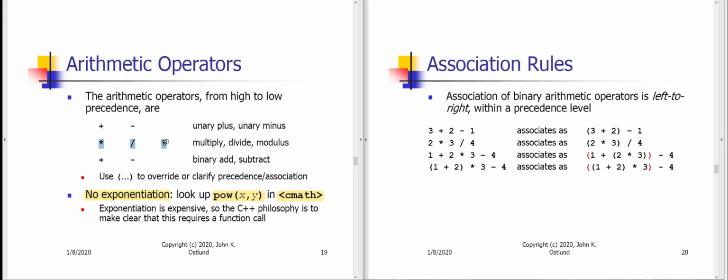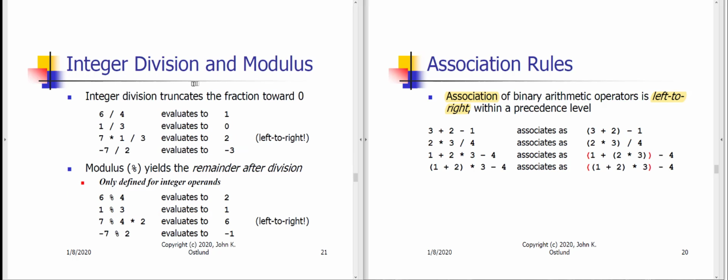The multiplicative operators have higher precedence than addition and subtraction, no surprise. And you can, of course, use parentheses to override or clarify precedence. Association of all of these operators is left to right. There are no surprises going on here on slide 20, so I'm just going to cruise past that.